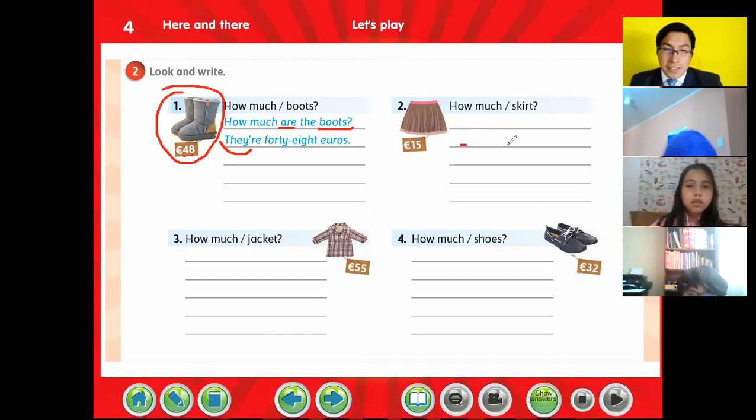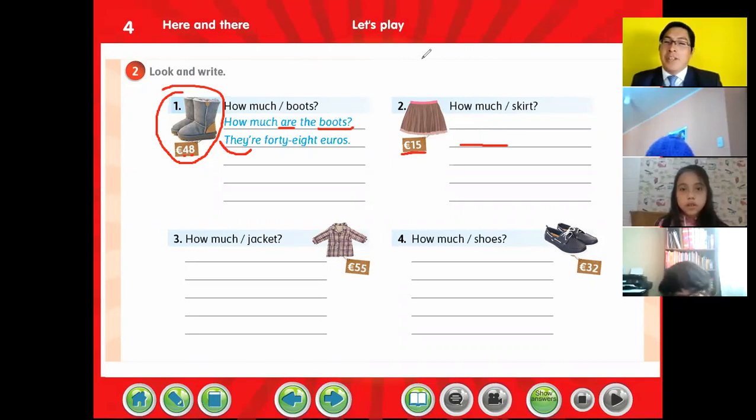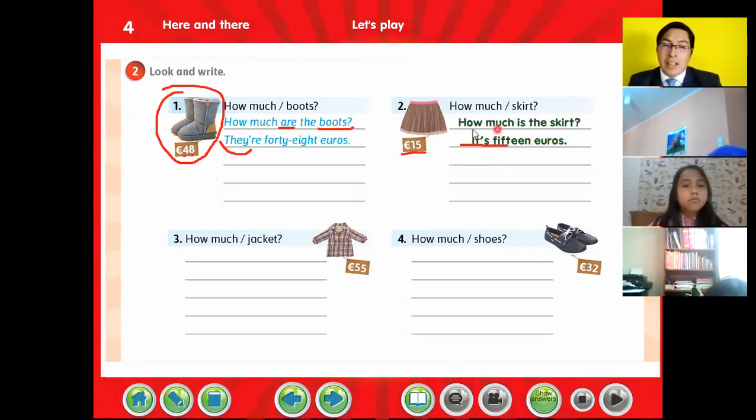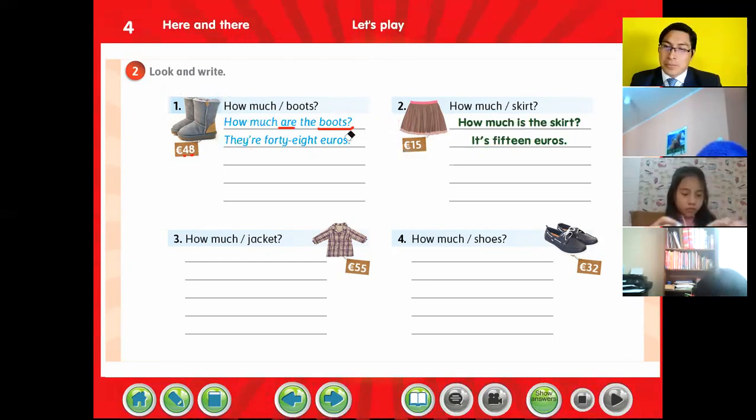It is 15 euros. Good. It's 15 euros. Singular, my friends. It's in singular. How much is the skirt? It's 15 euros. Singular. This is in plural, the boots.